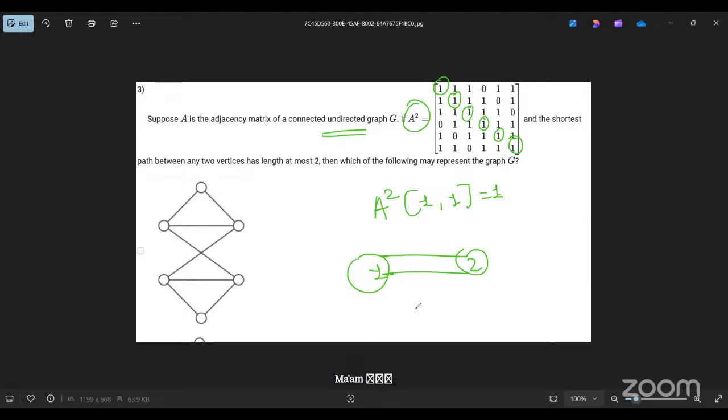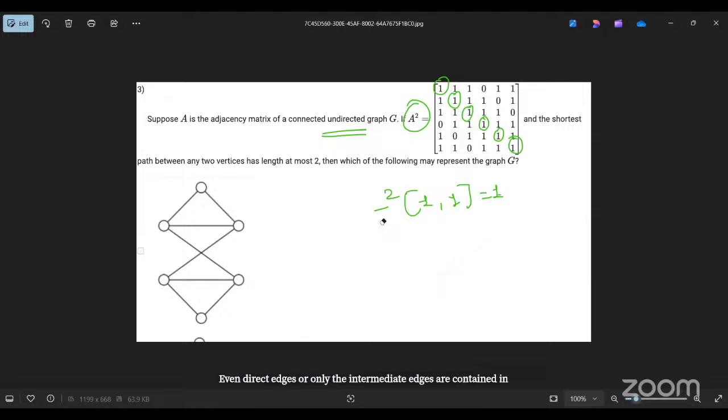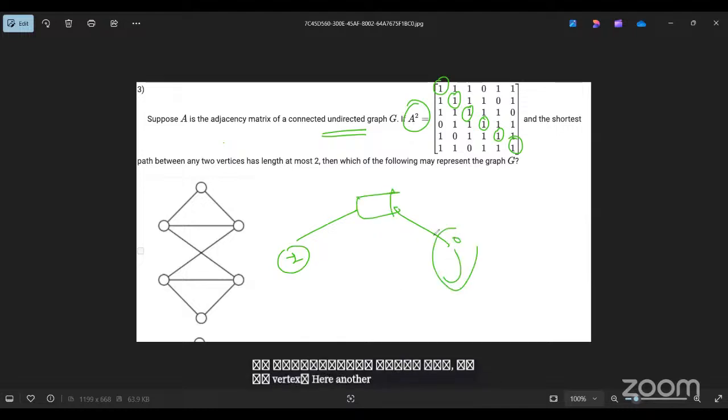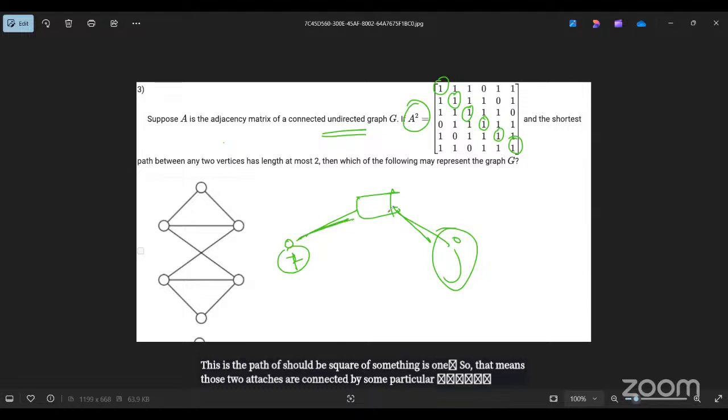Ma'am, I would like to clarify one thing. In A square, does it contain even direct edges, or only the intermediate edges are contained in A square? No, in A square means we need to find a path of length 2. So if the path has length 2, then there should be one vertex here and another vertex here. Something like this. This is the path of length 2. So if A square of something is 1, that means those two vertices are connected by some two edges.